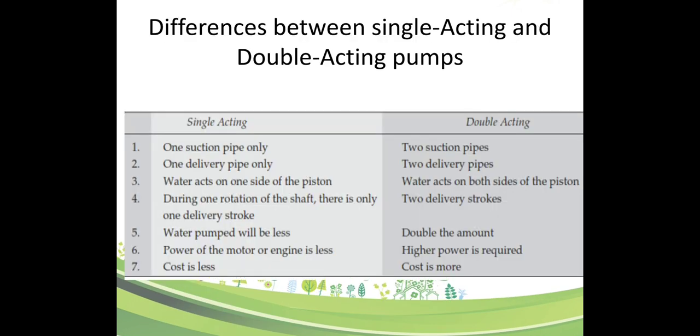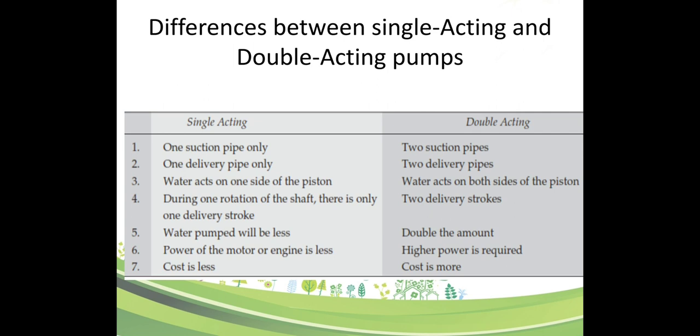It is a comparison of single acting and double acting. Single acting has only a suction pipe, while double acting has two suction pipes, so the cost is more. That's the main difference. Also, the motor power is small in size for single acting. For double acting we need high power, so the motor size is also larger.